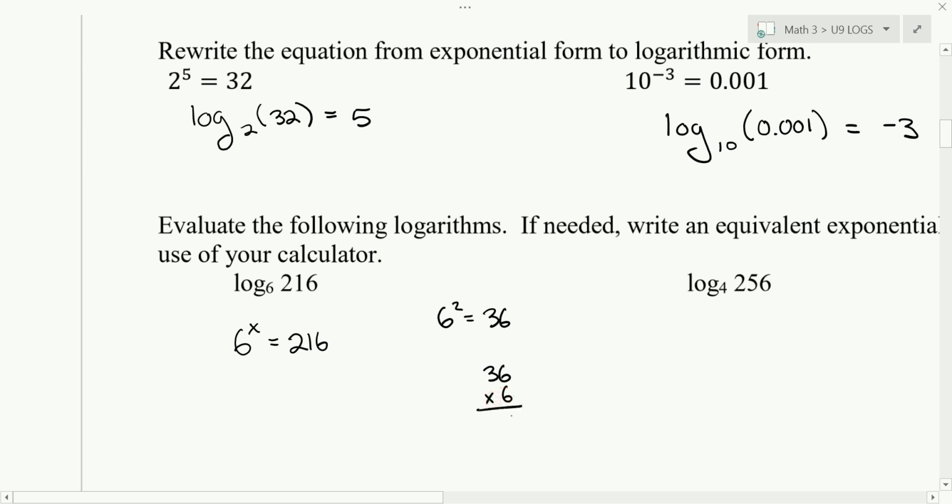6 times 6 is 36. 6 times 3 is 18, plus 3 is 21. So 216, so you know 6 to the third is 216. So what's our answer? 3.